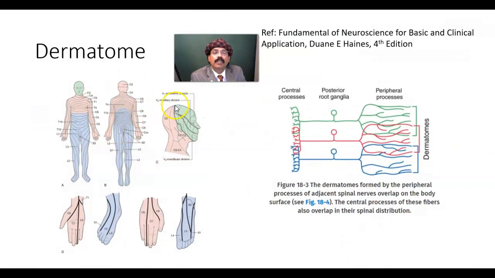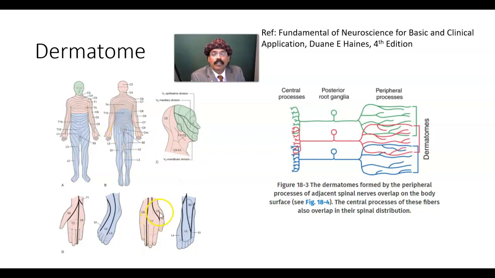Then behind the vertex, the back of the head, the dermatome is C2, C2, C3, C4 for the neck, and C4 is going to cover the clavicular area. Okay, S2, S3, S4 for the perineal area.